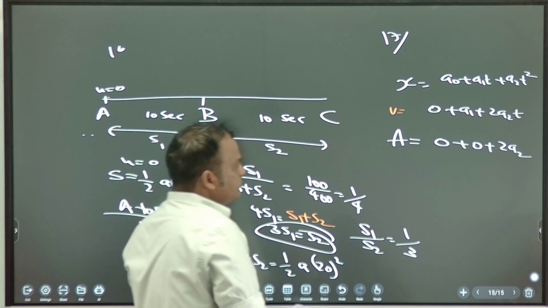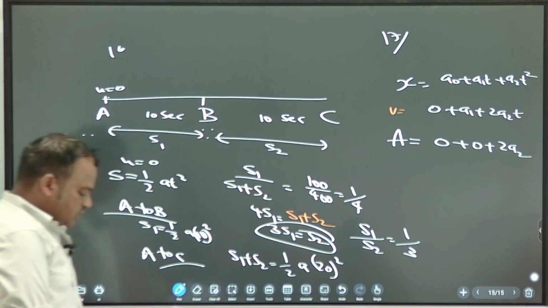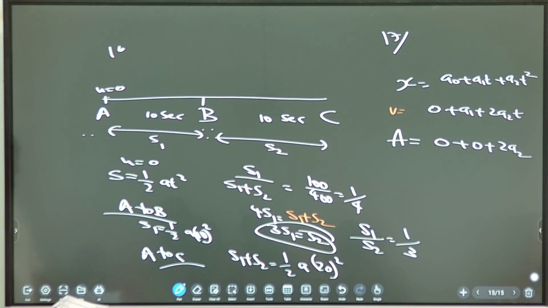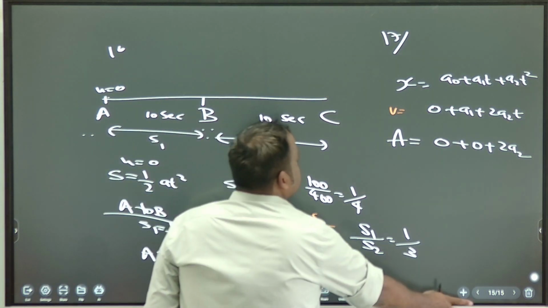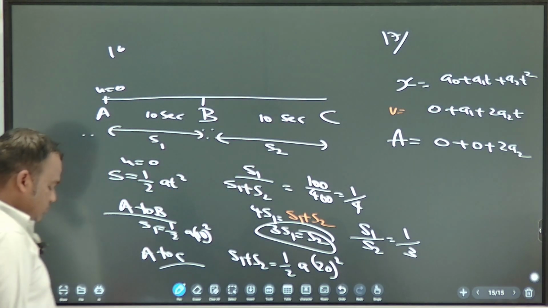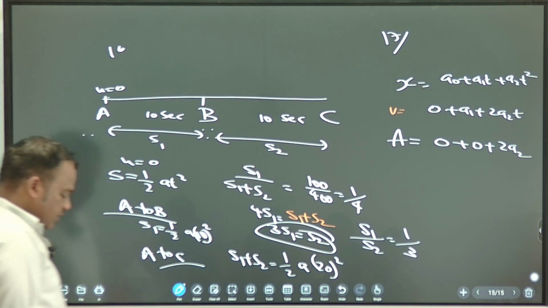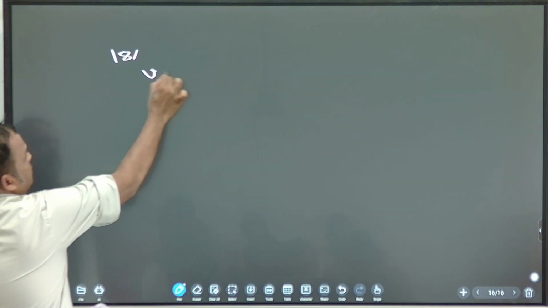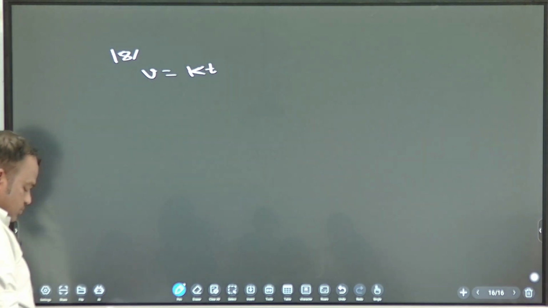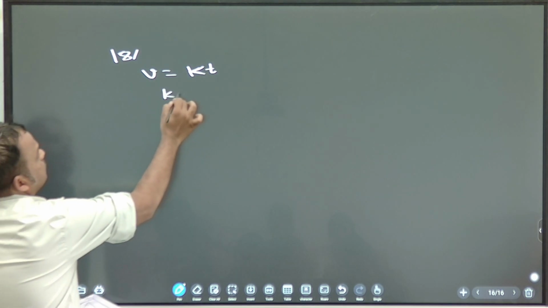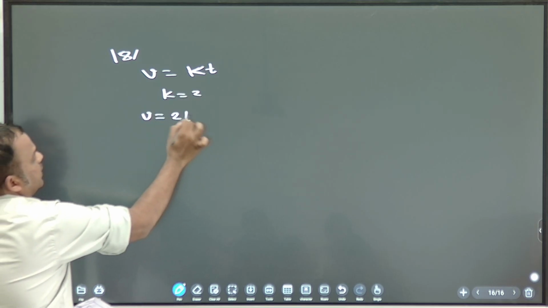18. Electron starting from rest, velocity that increases linearly with time. Note down. So what is the velocity of electron? Kt. Velocity of electron Kt. K is 2. So velocity is equal to 2t.